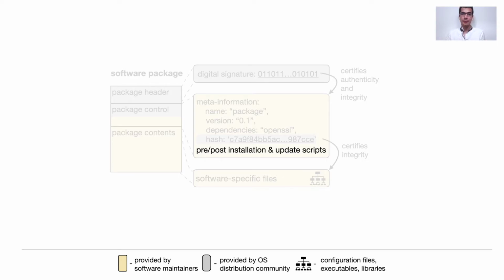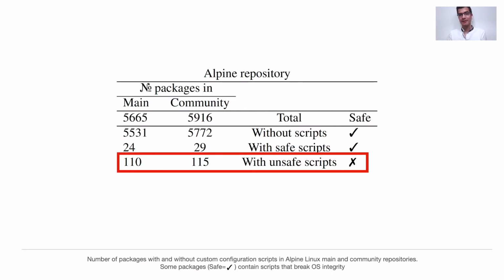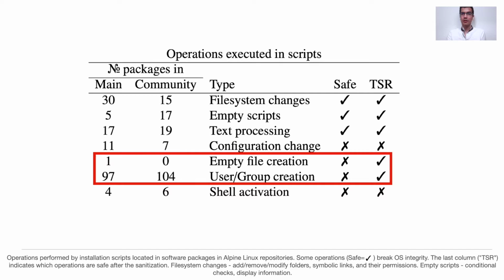To design a proper sanitization technique, we performed an analysis of real-world software packages available in Alpine Linux repositories to learn what exactly these scripts do. We found out that about 97% of packages do not contain any script, while 81% of the remaining packages contain scripts that alter the operating system configuration. We analyzed what kind of commands these scripts execute. We found that the majority of scripts just modify users and groups in the operating system.